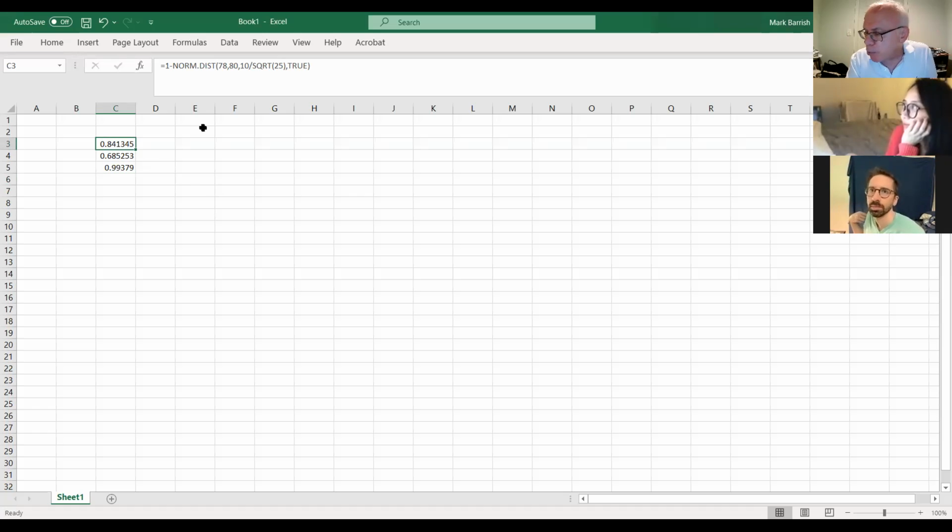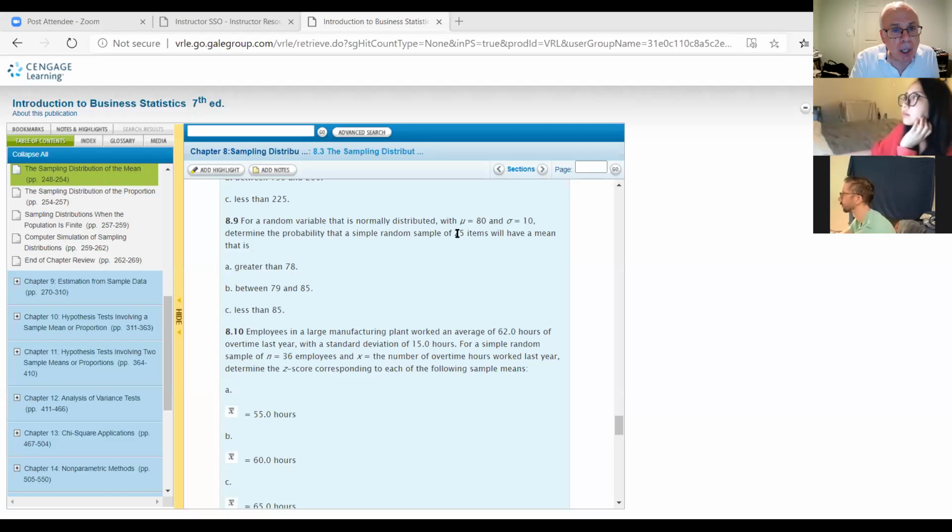Now, the first one, first of all, this is a normal distribution with a mean of 80. Actually, let me stop here for a second. Let's go back to the problem. The mean is 80, population standard deviation is 10, and the sample size is 25. That's what they're giving you. And the first probability: what's the probability that the sample mean is greater than 78? We're assuming a normal distribution. That means if the population is normal, the sampling distribution is normal. All right, so let's now go to Excel.